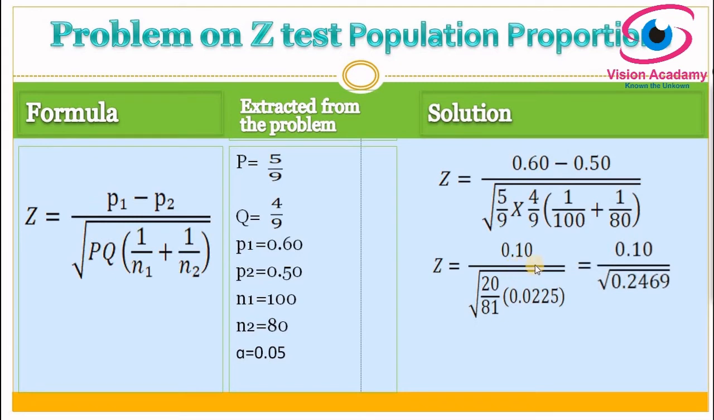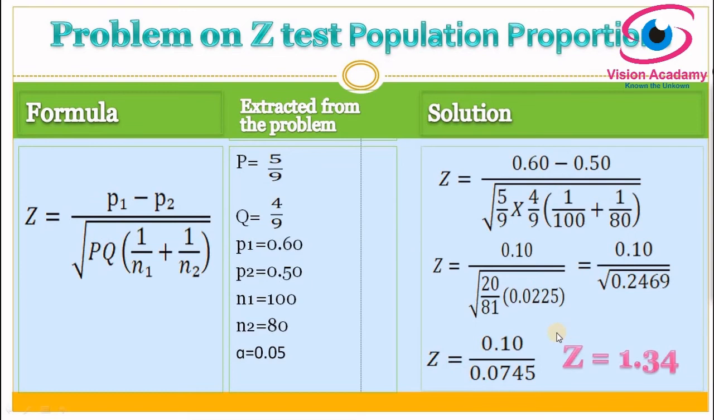So 0.10 remains the same, and divide 20 by 81 and later multiply by 0.0225. I will get 0.2469 within the square root. I will simplify this still more. 0.10 remains the same. If I take the square root of this value, that is 0.2469, I will get 0.0745.